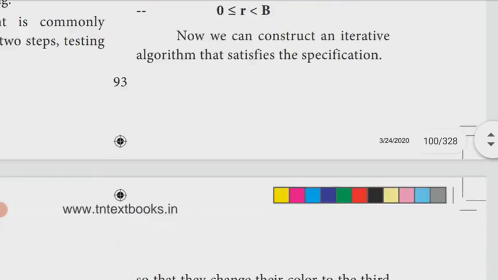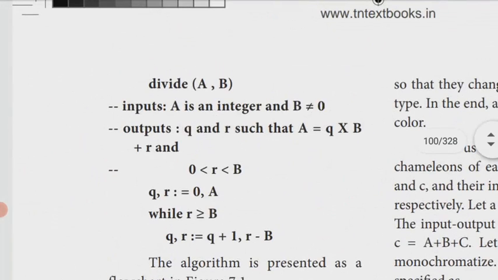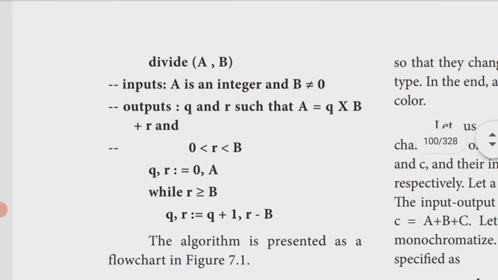So here, how we can check the condition: q comma r should be 0 comma a. Initially the quotient should be 0, and the remainder is a only, the remainder when we start the process. After that we do the process while r is greater than or equal to b: the quotient is increased by 1, and the remainder is decreased by the b value, r becomes r minus b.